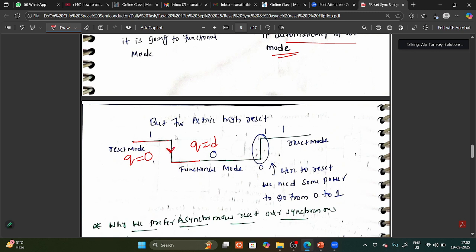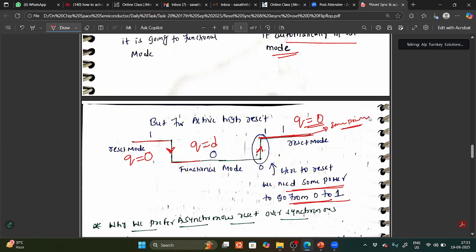It is going from reset removed, so it is going from reset mode to functional mode. When it is going from 0 to 1, reset is applied. So that means reset is applied, so it is going into reset mode. Here I need some power to go from 0 to 1. Why? Because here 1 is there. So I need some power. That means for making this into reset mode, I am using some power.